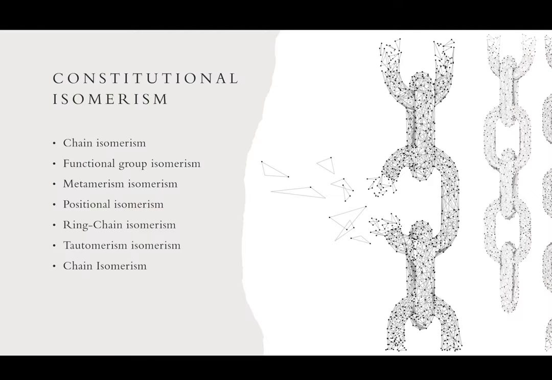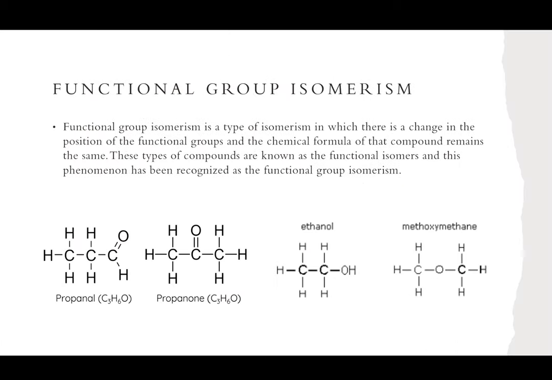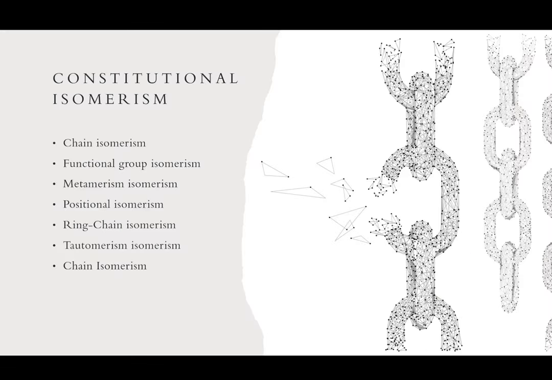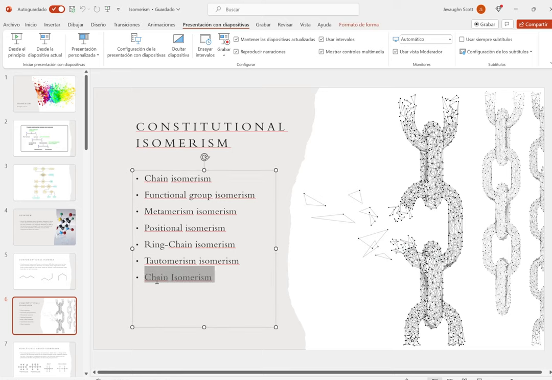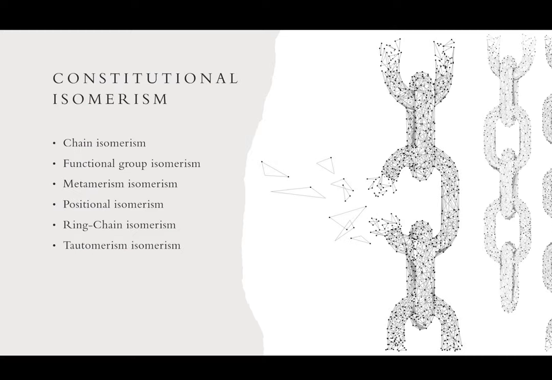So those are all the constitutional isomerism that we look at in unit two. We look at chain isomerism, functional group isomerism, positional isomerism, and ring chain isomerism. I actually repeated chain isomerism, so let me just remove that from here. Okay, so those are the ones that we were looking at.